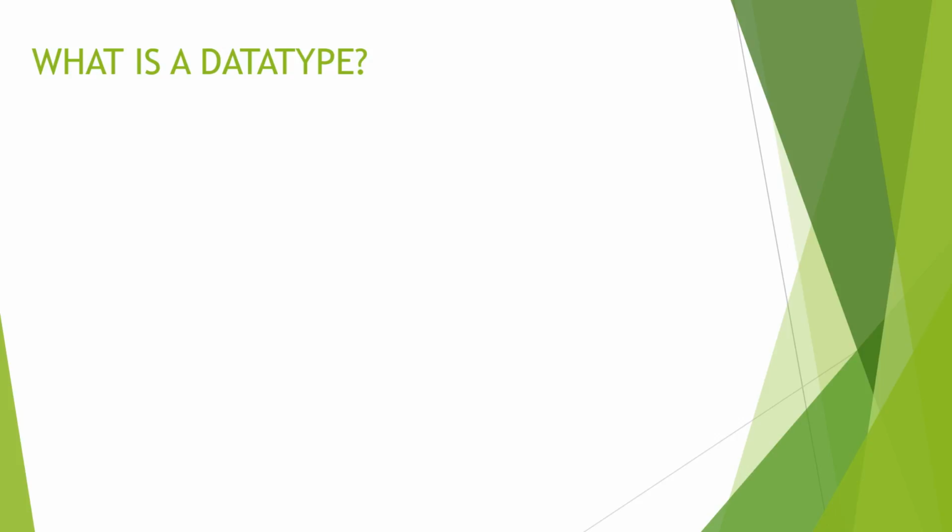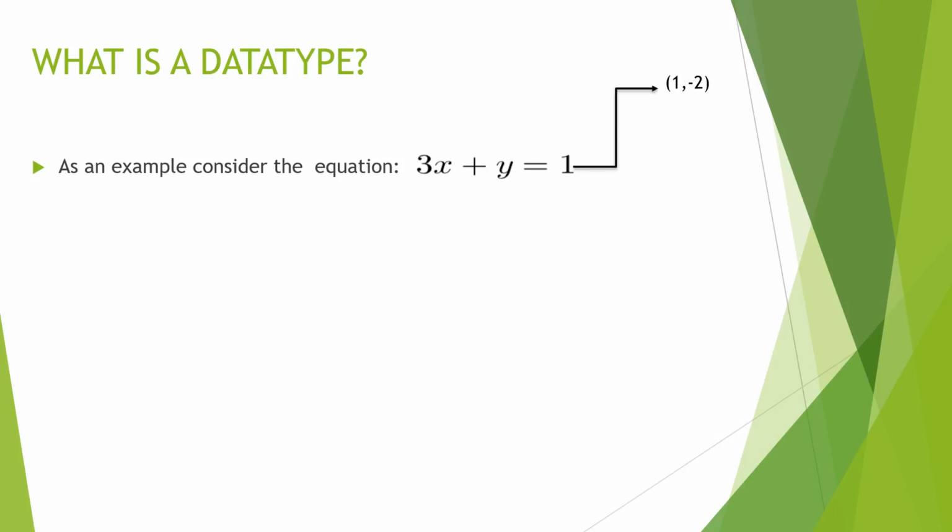First of all, what is a data type? As an example, consider the equation 3x + y = 1. The variables x and y can take any values such as integral numbers 1, -2, real numbers 0.5, -0.5, or just 0 and 1. To solve the equation, we need to relate x and y to the kind of values they can take, such as integers, real numbers, etc. Data type is the name used in computer programming for this purpose.